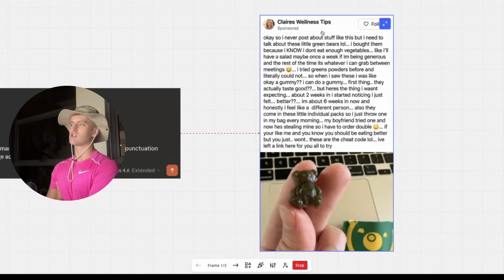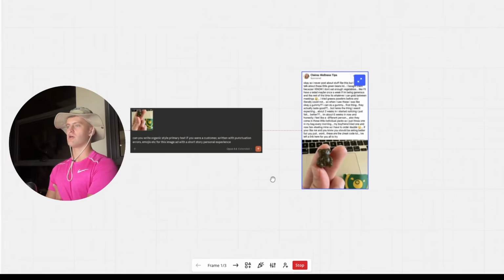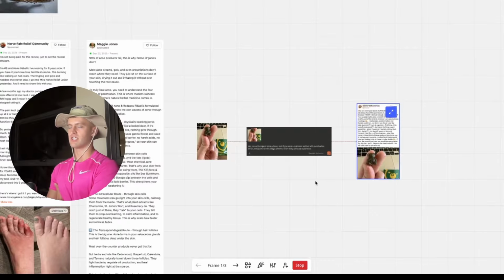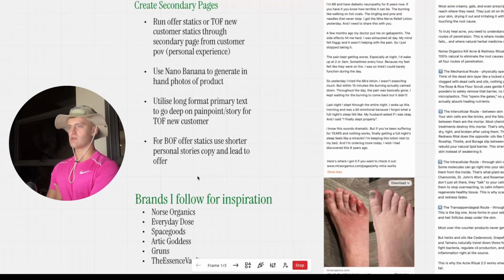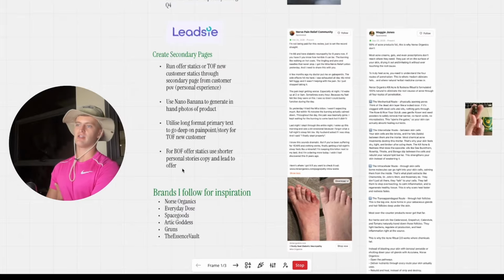This is Claire's wellness tips, and it goes through a story. It actually looks like it's written by a real person. It's got the emojis, it's got the full stops, the double question marks. These did extremely well for us as well. It's essentially just doing a bottom of funnel offer static in a different format, which is pretty cool. And we got really low CPMs and low CAC on these. Wasn't a top spender, but again, great to have in the account.